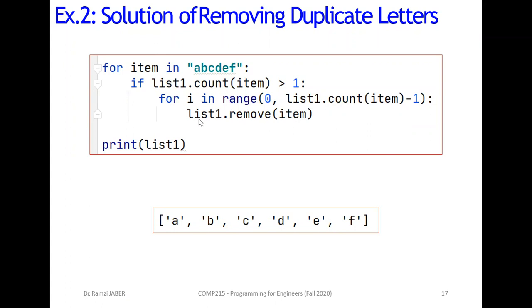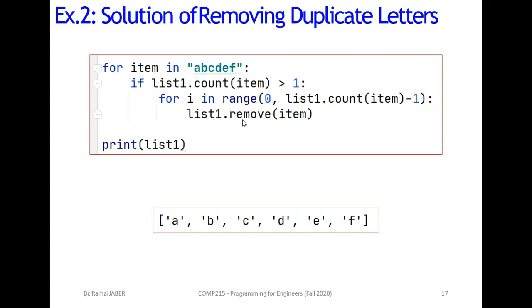list1.remove item will remove the 4 A's and leave 1 A. So the output will be A, B, C, D, E, F. This is a for loop, inside it an if statement, then another for loop. This code will remove all the duplication and leave only one letter. This is one method. If you have another solution, think of it and share it via the WhatsApp group.